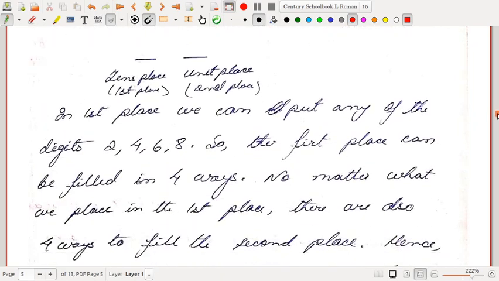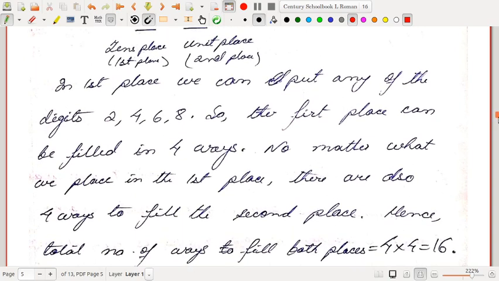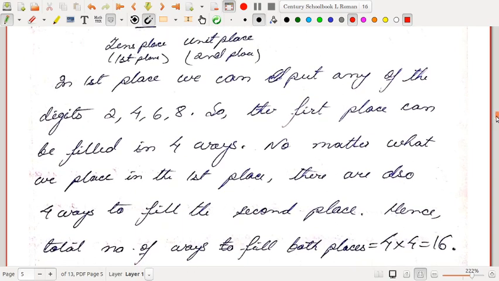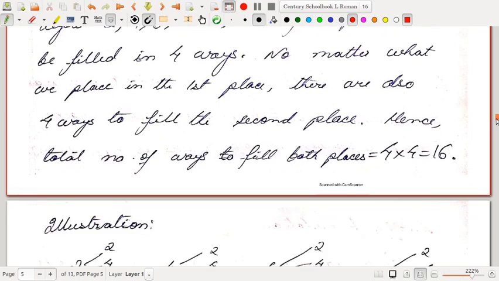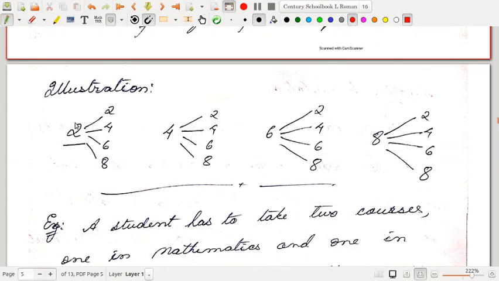So in the first place we can put any of the digits 2, 4, 6, 8. So the first place can be filled in 4 ways. And no matter what we place in the first place, there are also 4 ways to fill up the second place. Okay, so hence the total number of ways to fill up both places is 4 into 4, that is 16. Okay, this is the multiplication rule and it can be illustrated this way. Very simple illustration.